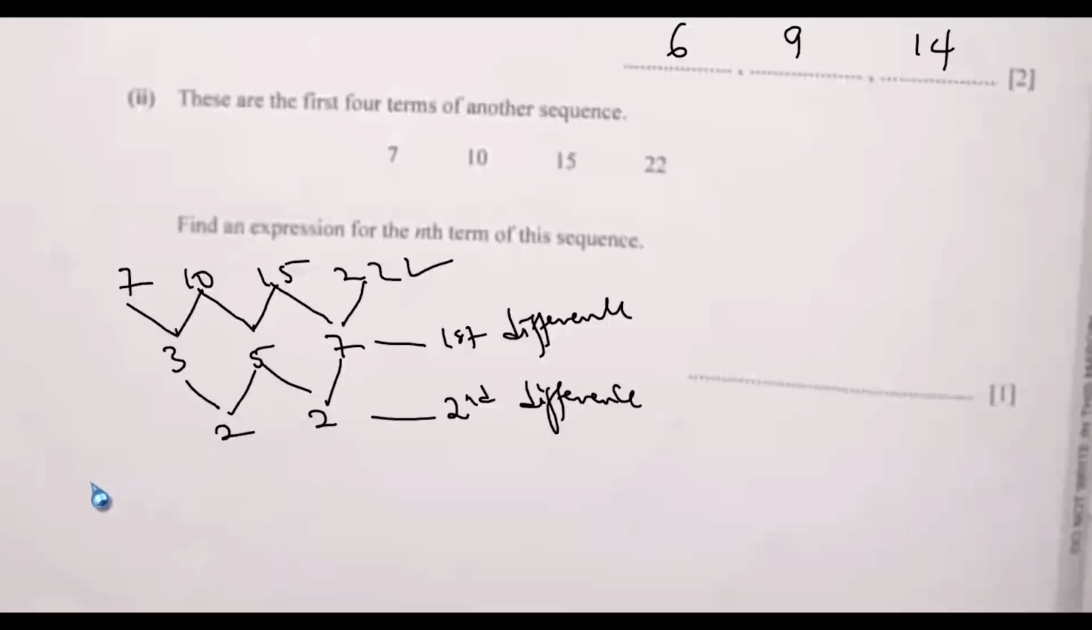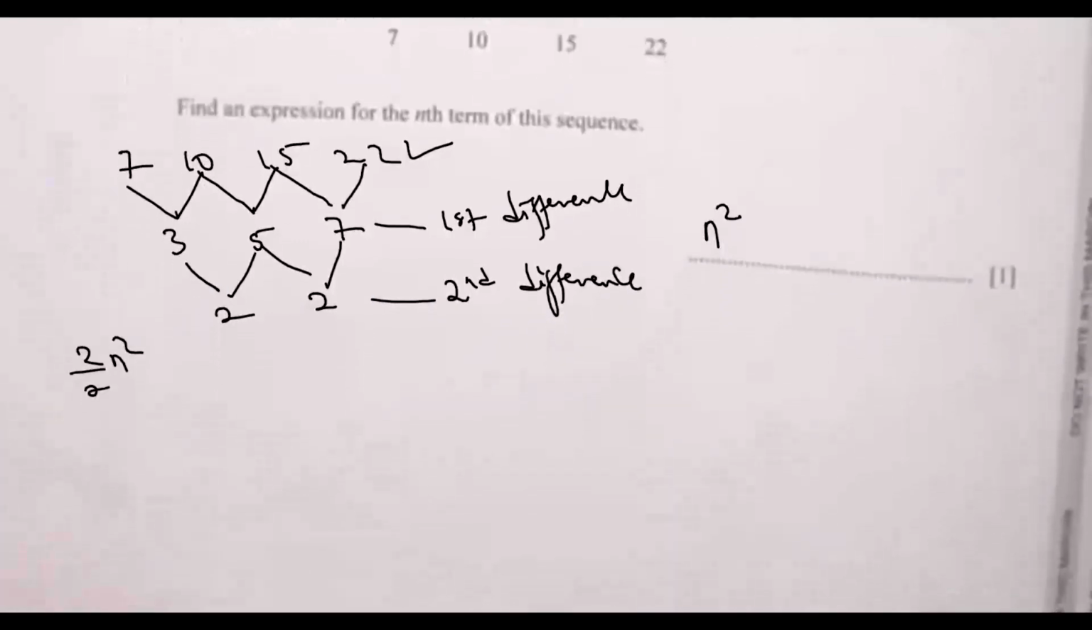So what you need to do here is to divide the common difference by 2 and multiply by n squared. So that will be 2 by 2 n squared. So that will give us n squared. So that means part of our answer is already n squared. So let me write it here. So I'll use this to generate a new sequence.